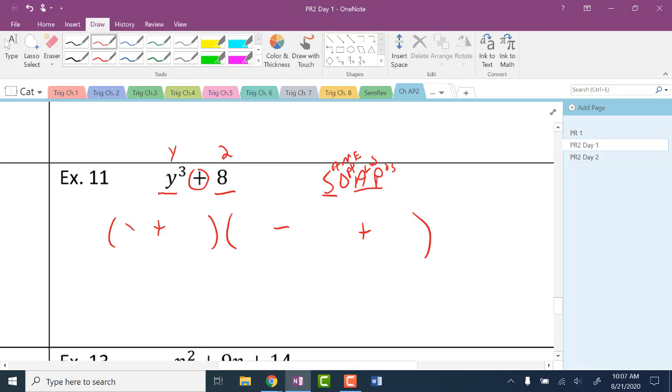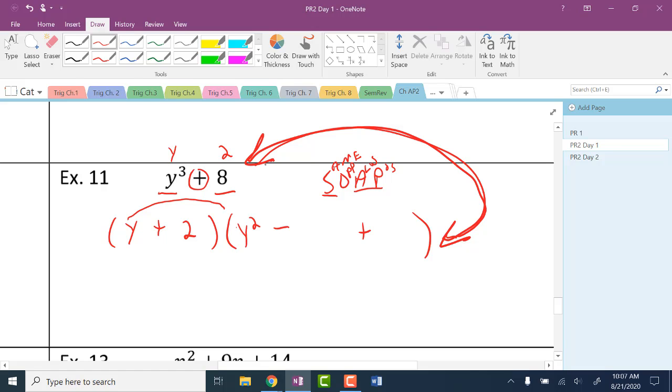So the first term is the perfect cube of this. The second term is the perfect cube of that. So y plus 2. And I'll show you why this works right away. Then this term is this one squared, or this one squared. Now look right away. When I take this times this, remember what I said? Factor, FOIL, or multiply, and I should get that back.